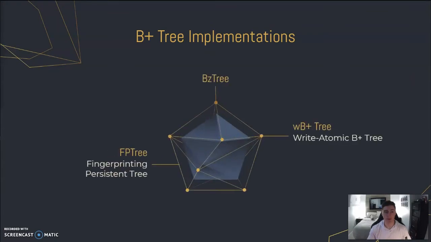The three B+ tree indexing structures we will discuss are the fingerprinting persistent tree, or FP tree, proposed by Oukid et al., the BZ tree, proposed by Larson and colleagues, as well as the write-atomic B+ tree developed by Chen and Jin. These are not the only persistent B+ tree designs that have been created or proposed. However, they are the ones we discuss in this presentation because of their prominence in the persistent indexing area. We will elaborate on these trees in the Techniques and Technologies section.